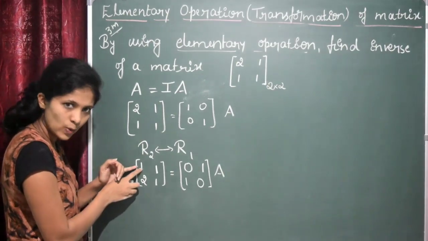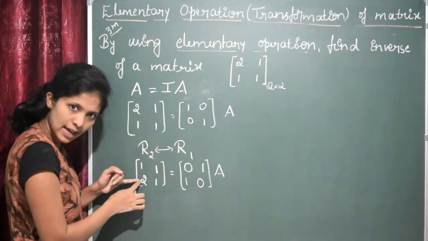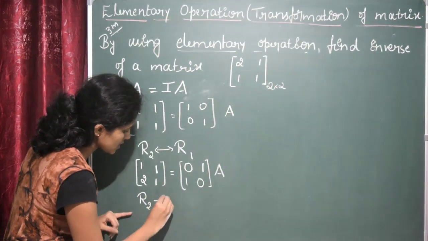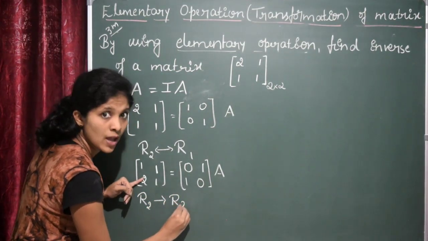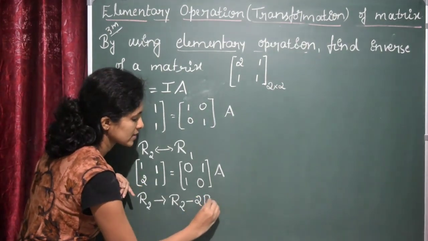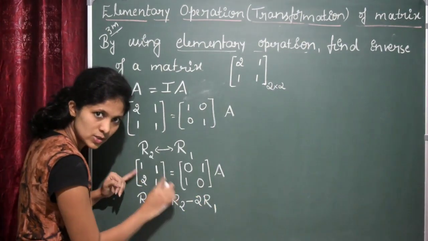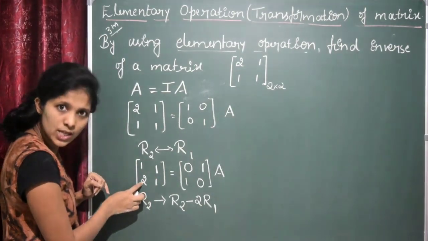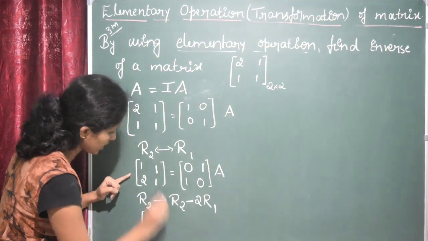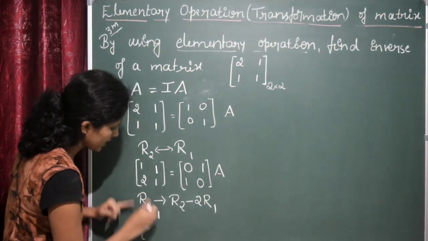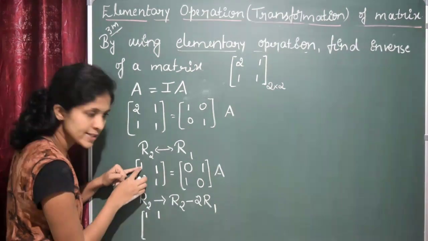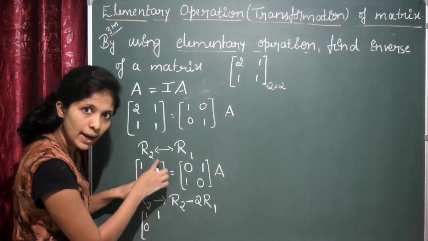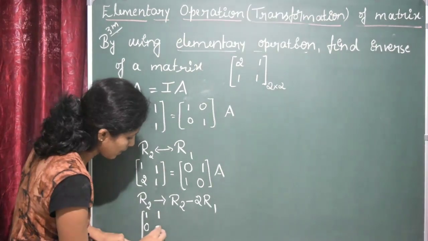Now here this is 1. I need this as 0 and this as 0, right? So what I do is I'll change R2 to R2 minus 2R1. Is it clear? Second row R2 changes to R2 minus 2R1. So that this will be now equal to 0. So the operation will be first row is as it is, that is 1 and 1, R2, that is 2 minus 2 into 1, that is 2 minus 2 will be 0. This is 1 minus 2. 1 minus 2 will be equal to minus 1.